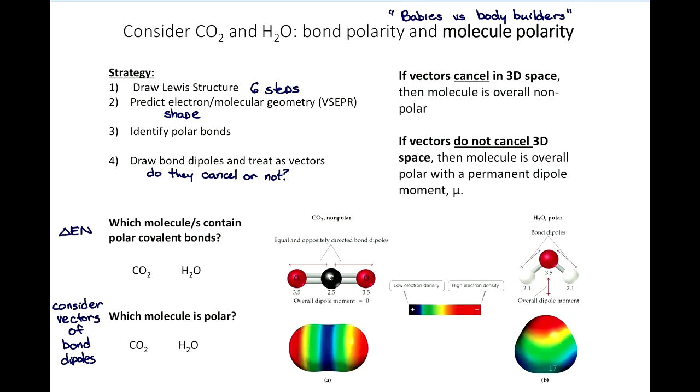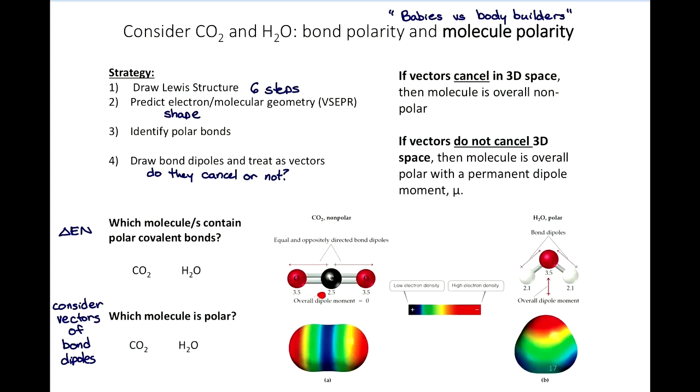All right, so the strategy for molecule polarity. First, we need to start with the Lewis structure. We need to predict the shape. Then on the shape, you need to understand that the atoms in those bond angles are pulling on the molecule. Use the babies versus bodybuilders idea to determine: do the vectors cancel or not? Do those bond dipoles that exist on your template cancel or not?